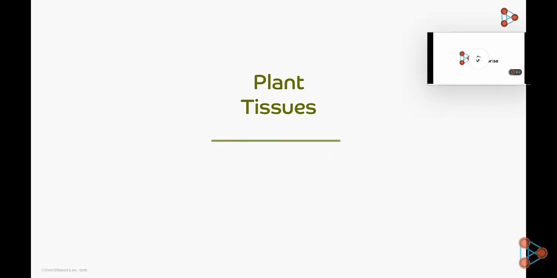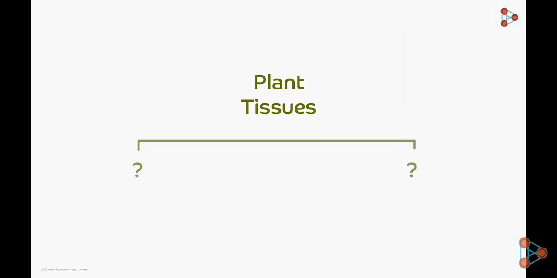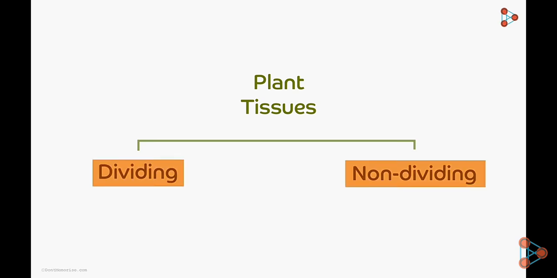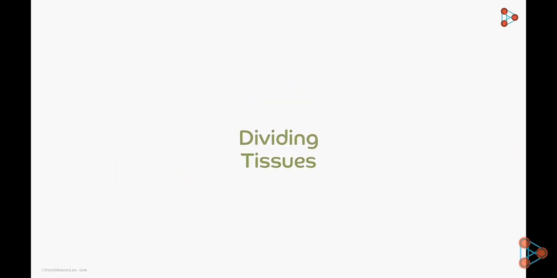We studied that plants have two types of tissues. Can you name them for me? What are they called? Dividing tissues and non-dividing tissues, right? Absolutely correct. Now let us look at the technical terms for these tissues. In this lesson, we will look at the former type of tissues.